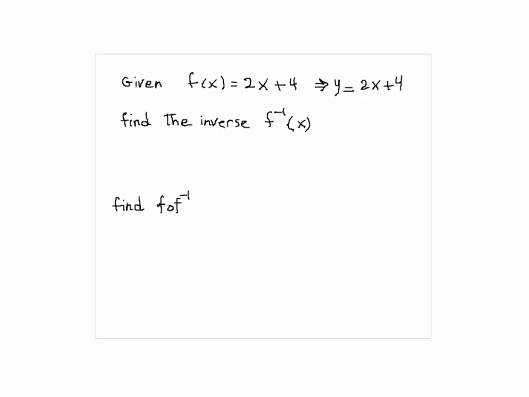Okay, the first step is to exchange the position of x and y. Everywhere you see x, you put y. Everywhere you see y, you put x. That's the first step. So if I do that here, I would get x is equal to 2y plus 4. And then we simply solve. The second step would be to solve for y.